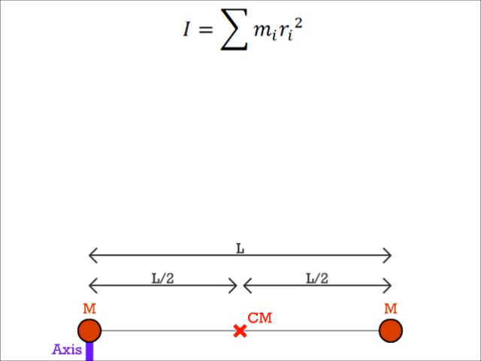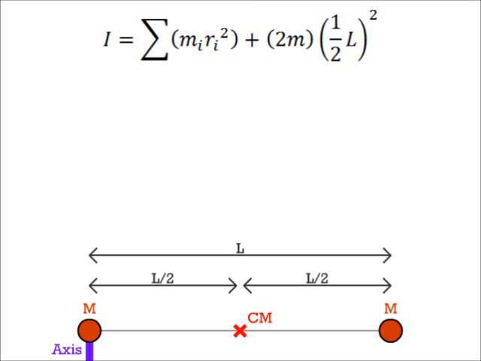We'll start by summing up the rotational inertia of each point mass again. In this case, that means the inertia is going to be equal to m times 0 squared plus m times L squared, which of course is just equal to I equals mL squared. Now let's do the same thing using the parallel axis theorem.